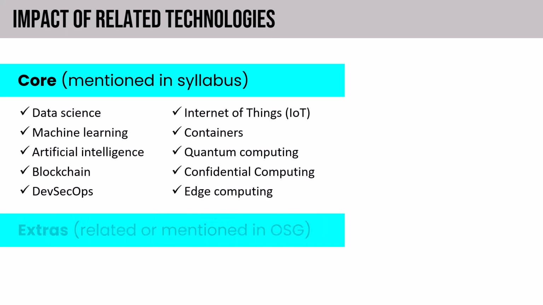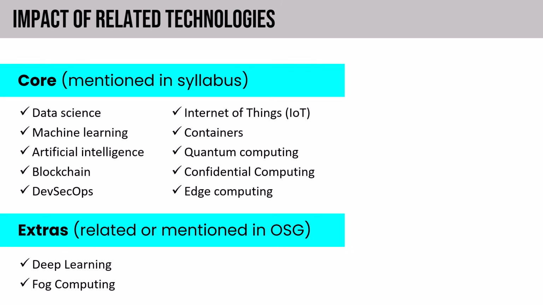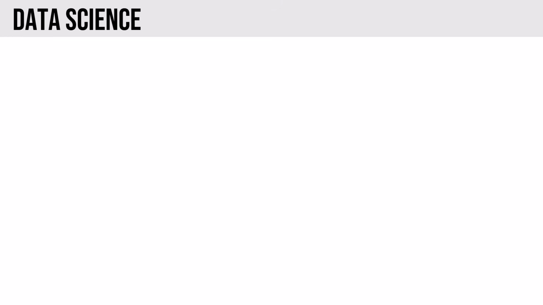Now I'm going to throw a couple of extras related or mentioned in the official study guide just in case, and that's deep learning, fog computing, and post-quantum cryptography. Related topics I think you should be familiar with. But let's start with data science.